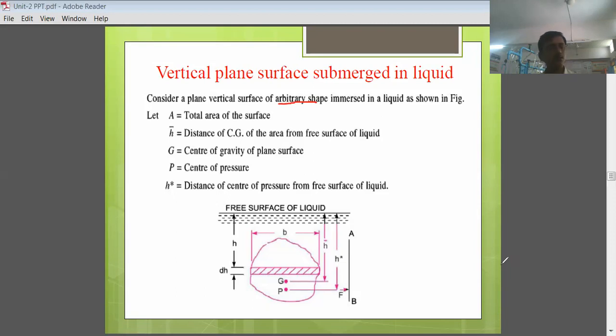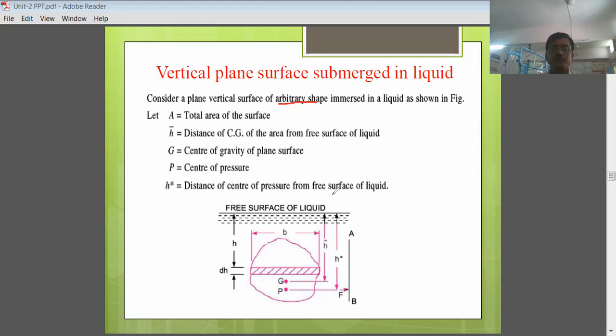Now the surface we can consider like this. Suppose this is the water level seen on the screen. This is the water surface, and this is a vertical plane surface submerged in the liquid. This is the diagram which I am showing you. If you look from the top, what will you see? You will observe just a line. And when you see it from the front side, you will observe a vertical plane.